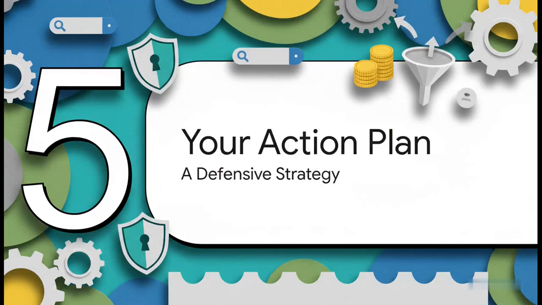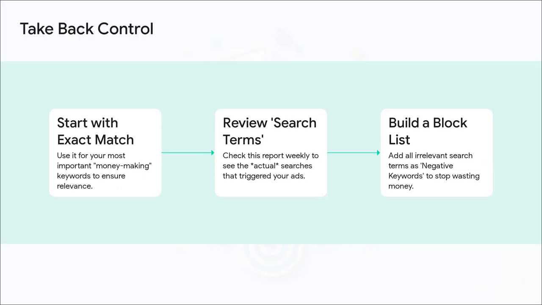So let's wrap this all up with a really simple, practical game plan. A defensive strategy you can use right now to take back control of your ad spend and make sure you're only paying for clicks that can actually turn into jobs. So here's your playbook. Number 1, start with the narrowest gate. Take your most important, your money-making keywords and set them to exact match. This forces Google to only show your ads to people searching for pretty much exactly what you do.